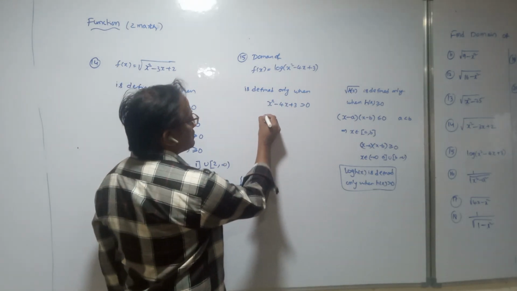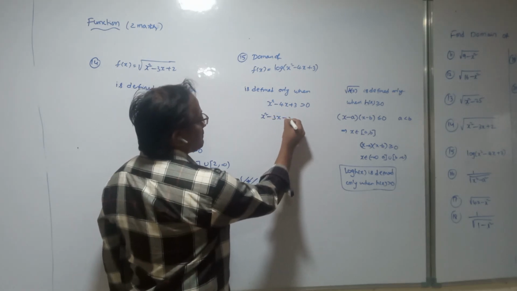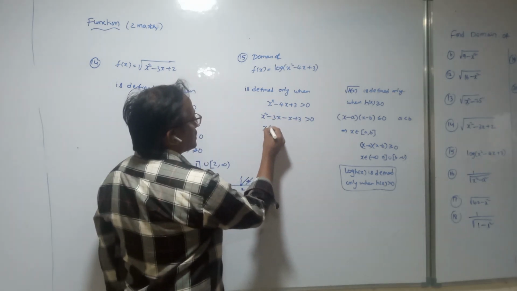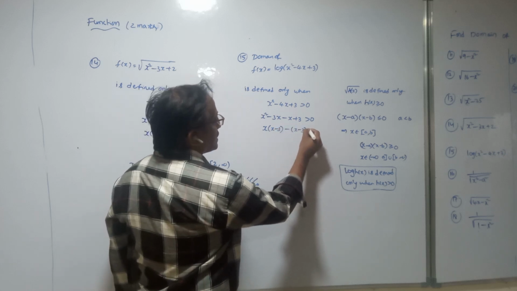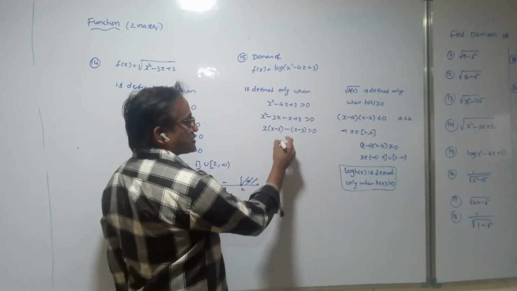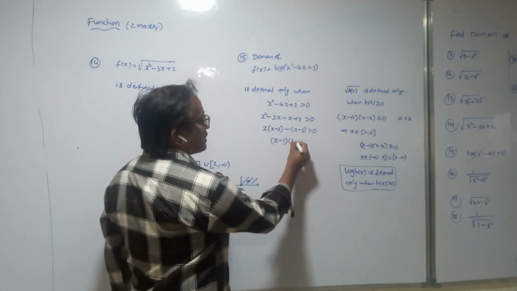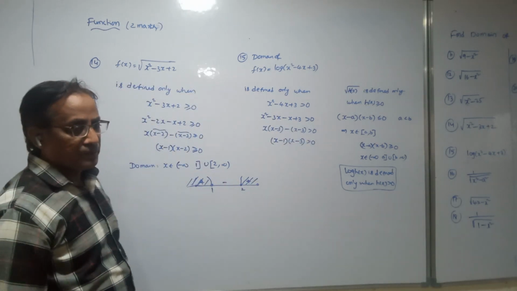Now factorize this one. x square minus 3x minus x plus 3 greater than 0. x into x minus 3 minus of x minus 3 greater than 0. You can take x minus 3 as common. You get x minus 1 into x minus 3 greater than 0.